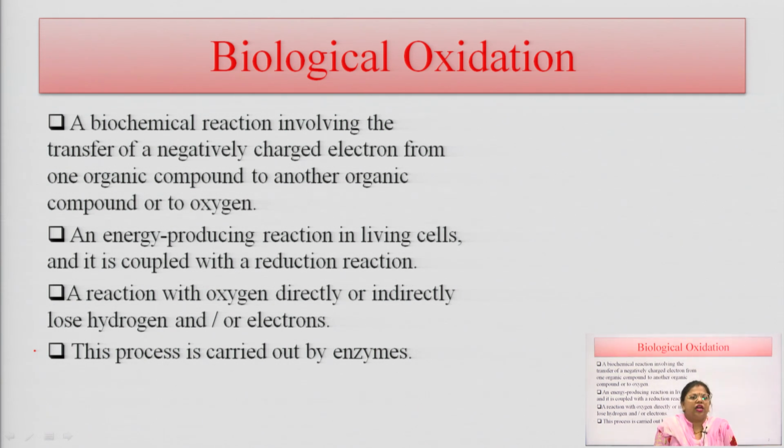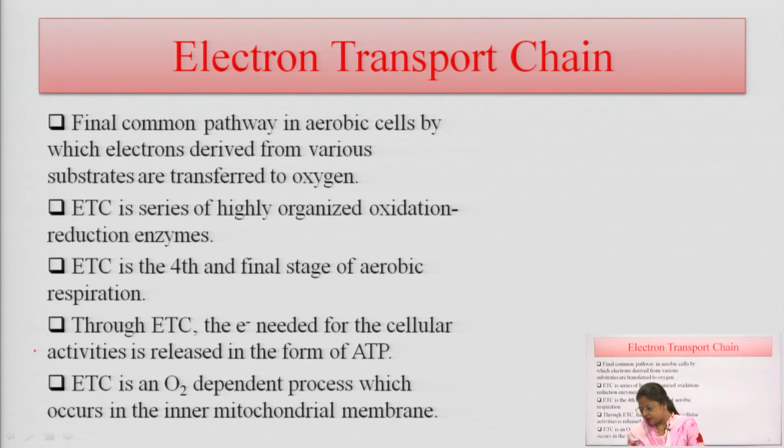In these biological reactions, energy producing reactions in living cells are directly coupled with the reduction reaction. In any reaction where oxygen directly or indirectly takes up hydrogen or electrons, water and carbon dioxide are formed. This biological oxidation reaction involves various types of enzymes, and some ATP molecules are formed in these reactions.